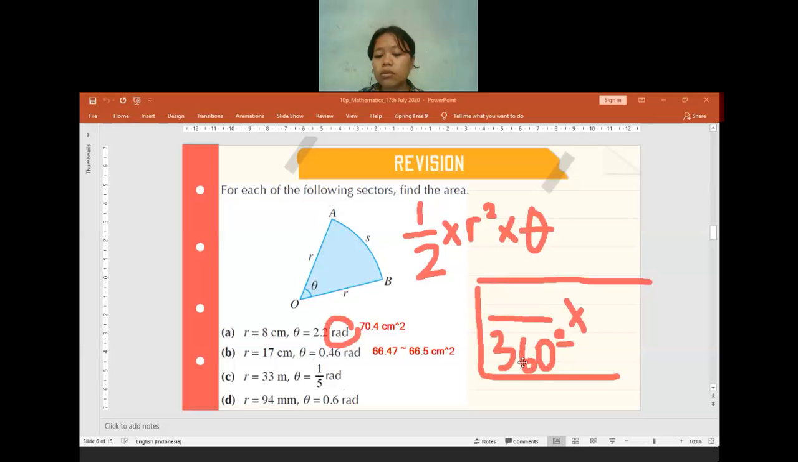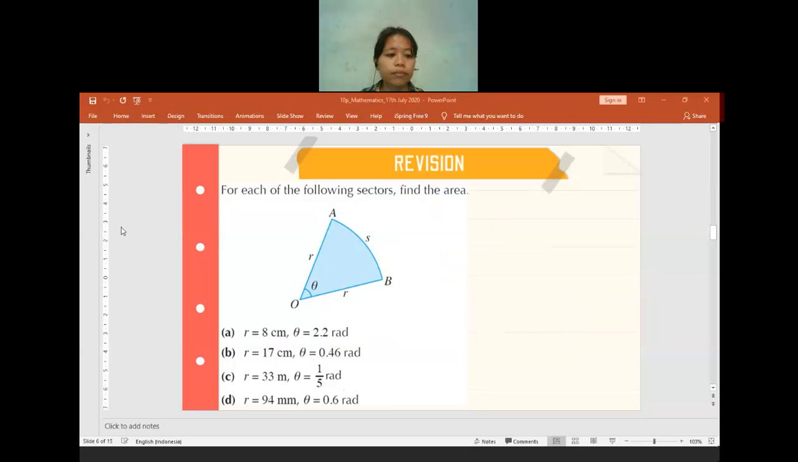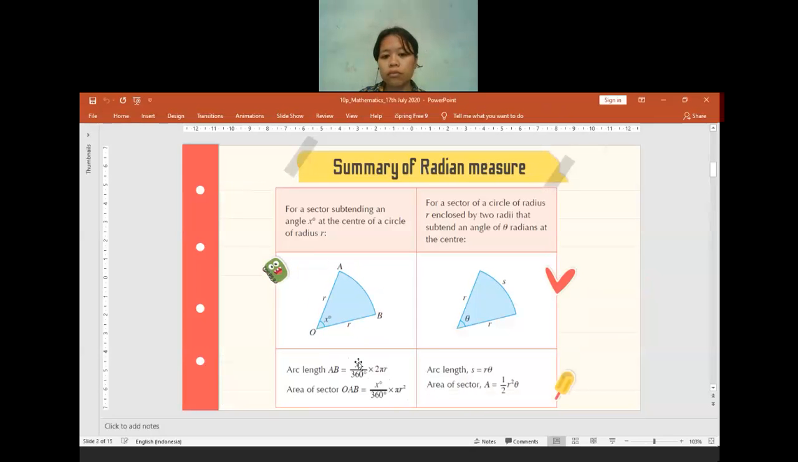How about the 1 by 2 pi? Okay, I'll go back to the very first question. Please listen carefully. Let me go back to the very first slide. Yeah, there are two formulas in here. In the very first class, I already explained there are two types of formula to find the arc length. I can use x divided by 360, or I can use r times theta. It depends on what angle is given.